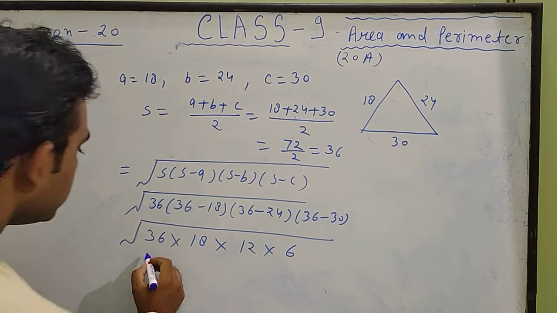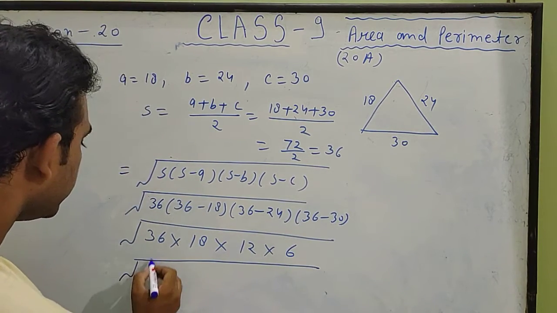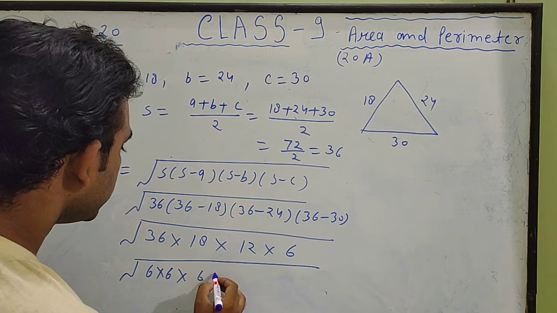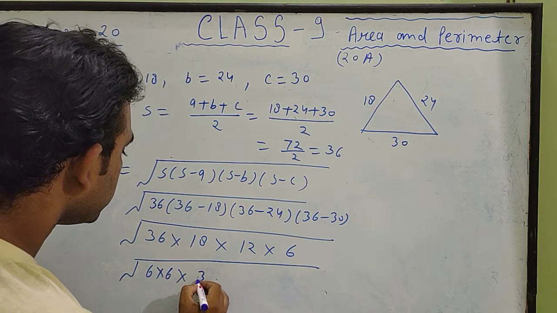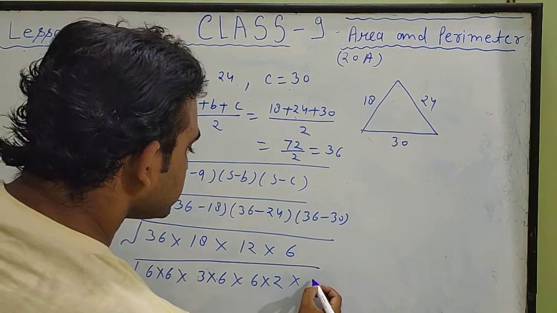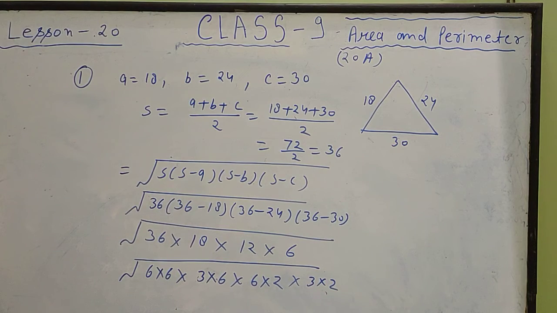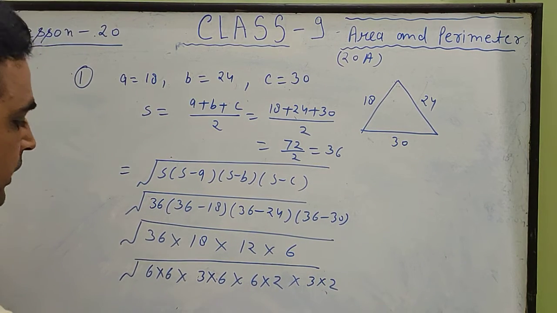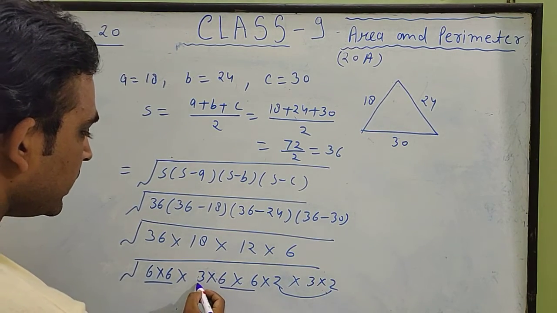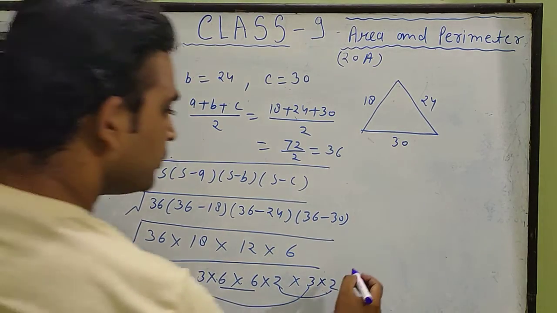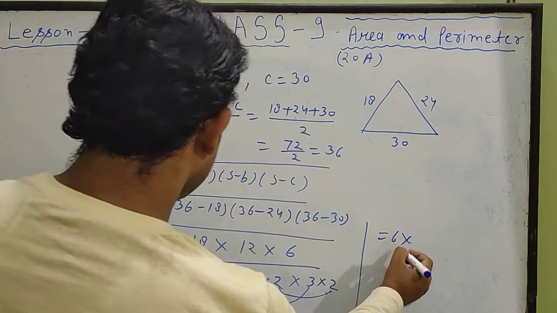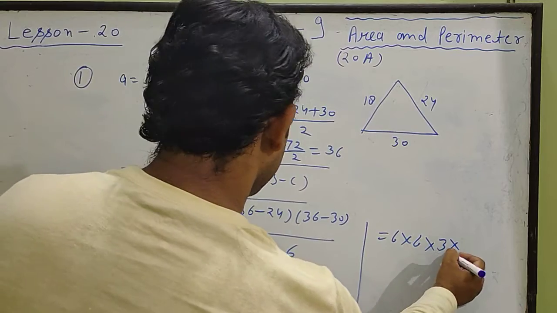So factorize this. 36 is 6 into 6, 18 is 6 into 3, and 12 is 6 into 2, and 6 is 3 into 2. Now make pairs to find the square root of this. So the first pair is this, the second pair is this, and 2 and 2 are one pair, and 3 and 3 are another pair. You know how to find the square root of a particular number. So one pair is this, means 6, second 6, and third 3 and 2.